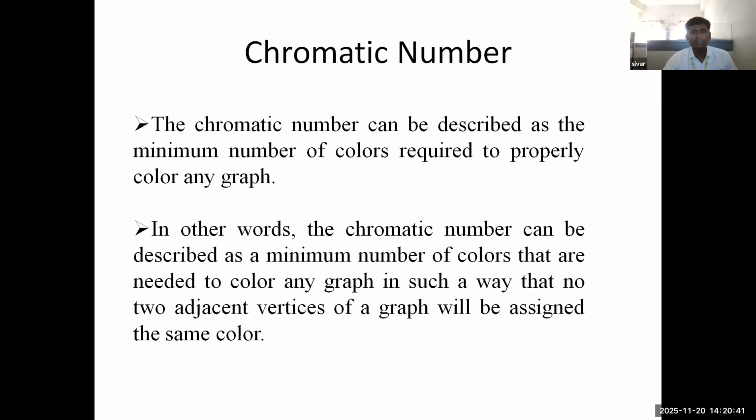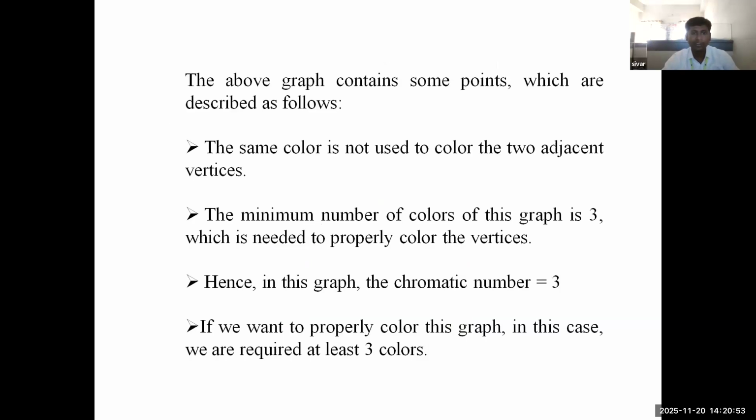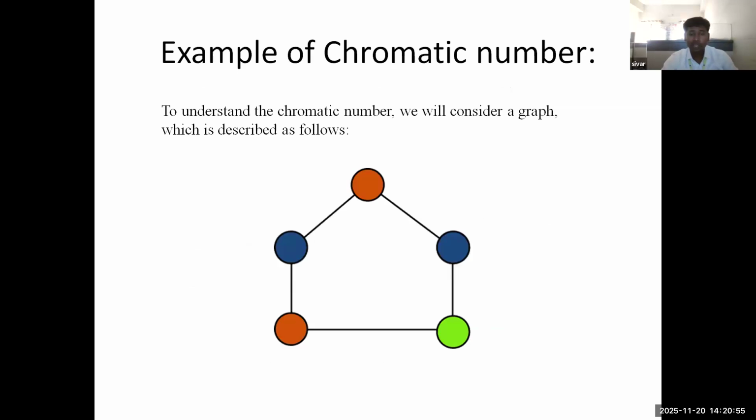These are examples of chromatic number. Once you look at the graph, how many different colors are there? Three. So the chromatic number of this graph is three. Why is it called three? Because here I am applying three different colors to the vertices. That's why this graph's chromatic number is 3.